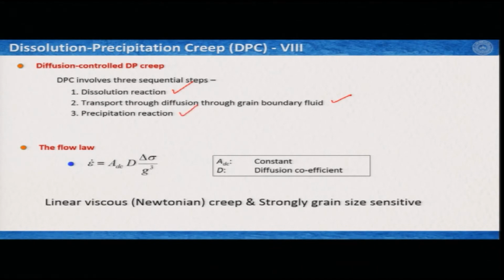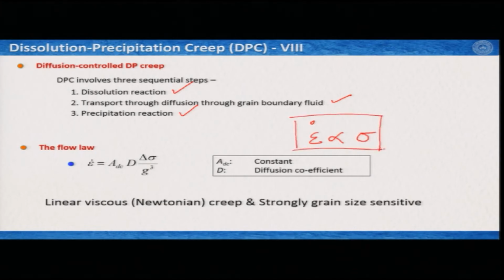The flow law is given in this form: strain rate is equal to a constant A, d c multiplied by the diffusion coefficient, delta sigma stress, and this part is very important, G is the grain size or sort of a length of the grain, which is cubed. Now, this tells you very clearly, the first thing we need to observe is the relation between strain rate and stress. If we see this equation, strain rate is proportional to stress.